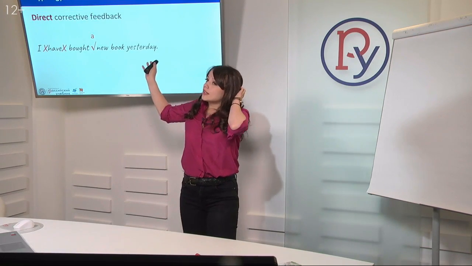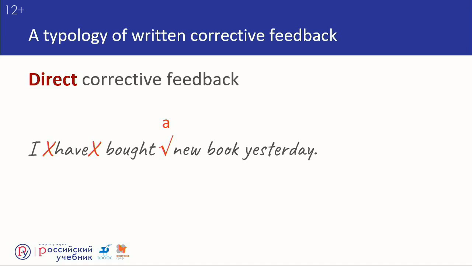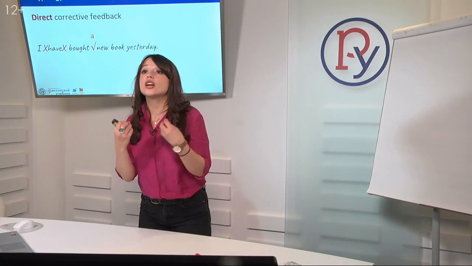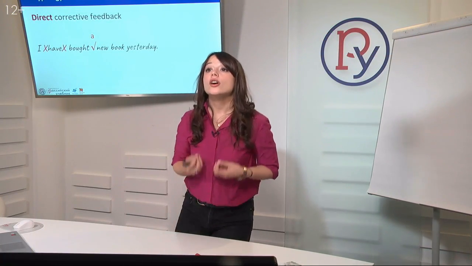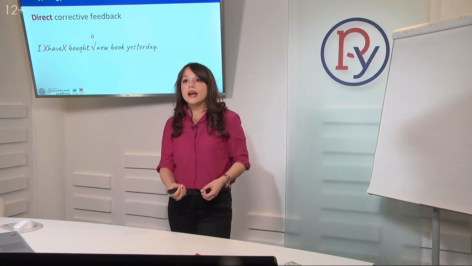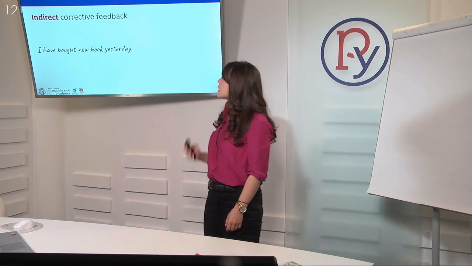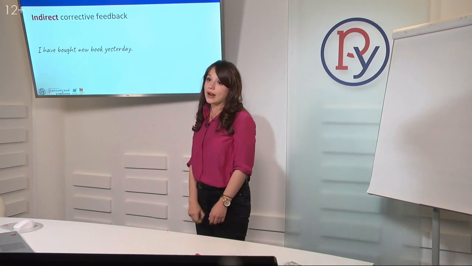Now, what type of strategy is that? I obviously here correct the mistakes. I detect the mistakes. I have bought a new book yesterday, so yesterday it's past simple. We don't need have, right? I cross it out and there is an article missing, right? And I actually give our student the correct way of writing it, right? I corrected it myself for our learner. And there can be indirect corrective feedback.